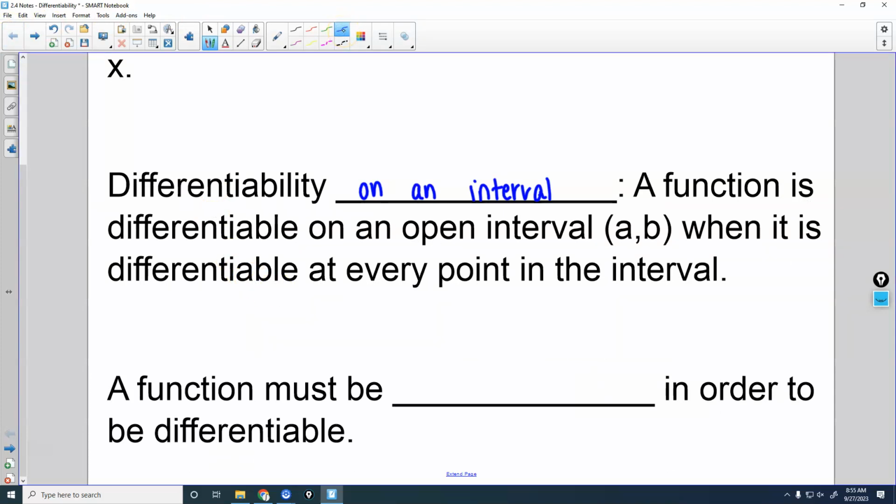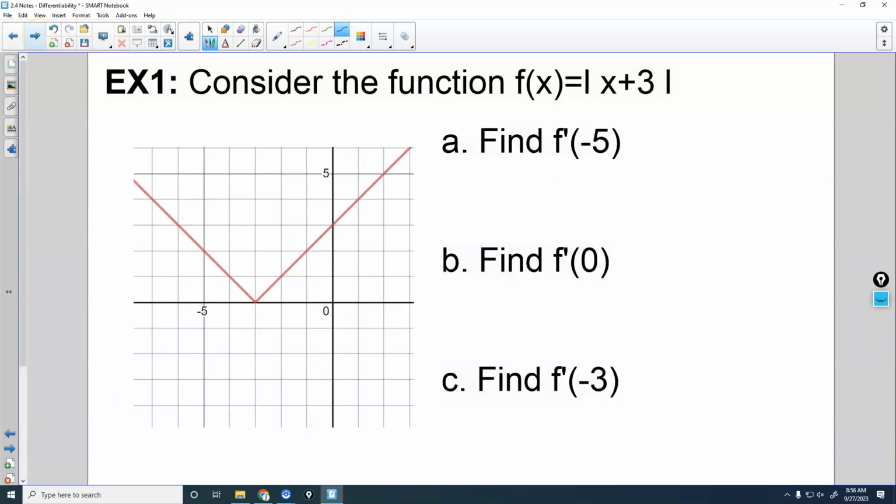A function must be continuous in order to be differentiable. If you have a hole or a jump or an asymptote on the graph, it is not differentiable, right? Because it is not continuous. So everything we've learned about continuity has to be taken into consideration, and then we're going to throw differentiability on top of that. All right, so this is like the warm-up. Go ahead and fill this in here.